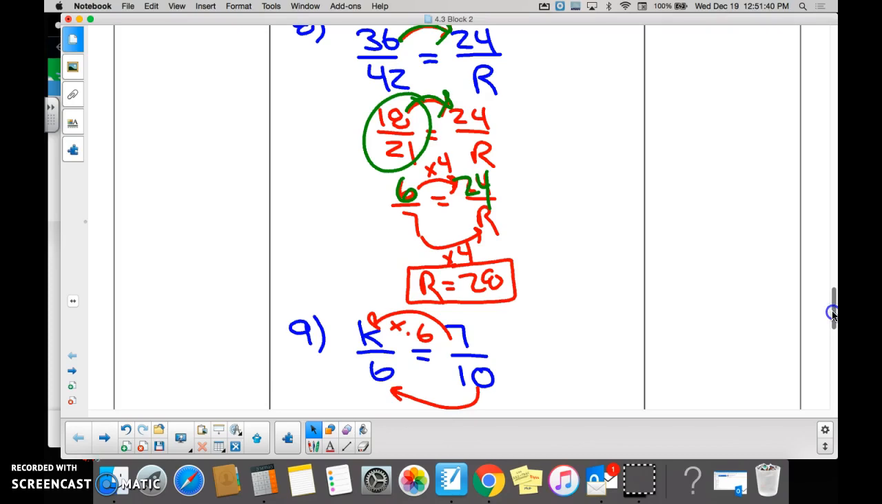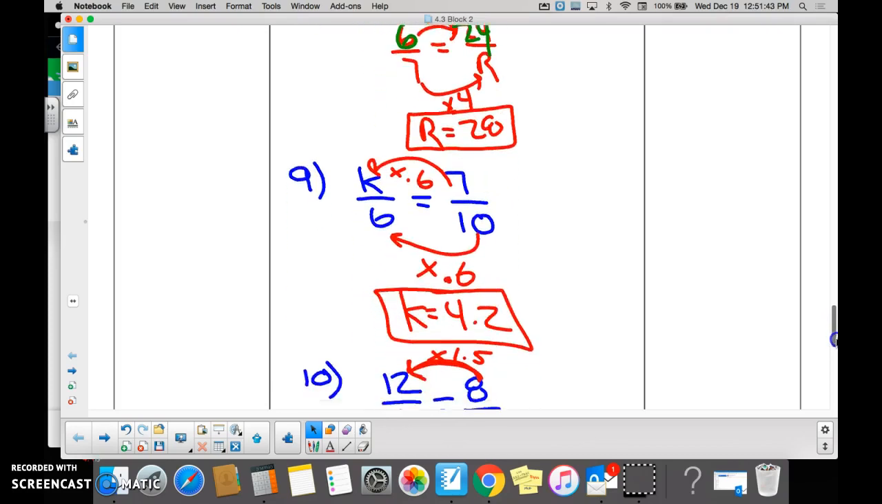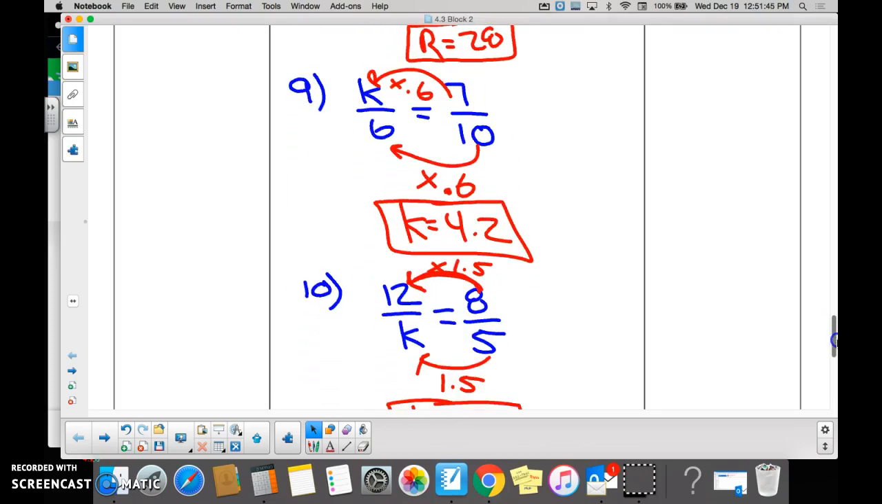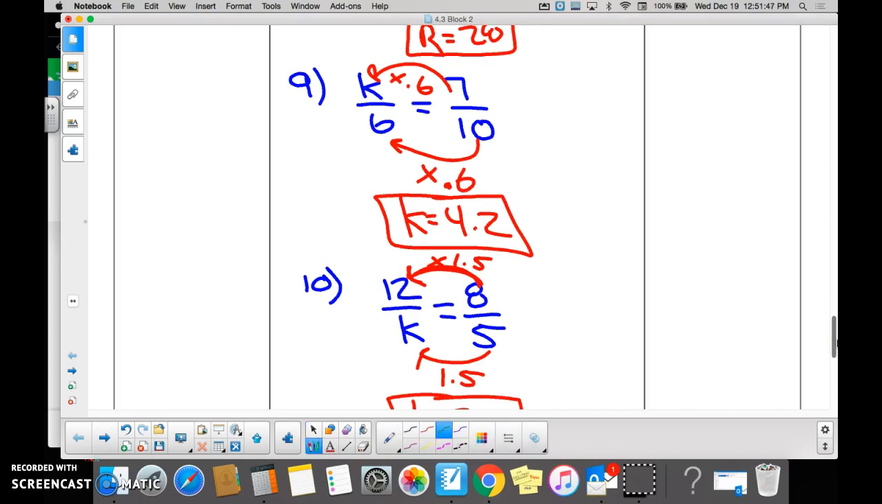Okay. Number 9 and number 10. We found numbers that were not friendly and we couldn't reduce. So going from 10 to 6 is not easy. We can't reduce either. So we use 10 and 6 in the calculator to figure out what we're going to multiply by. To go from 10 to 6, should we multiply by a number bigger than 1 or less than 1?